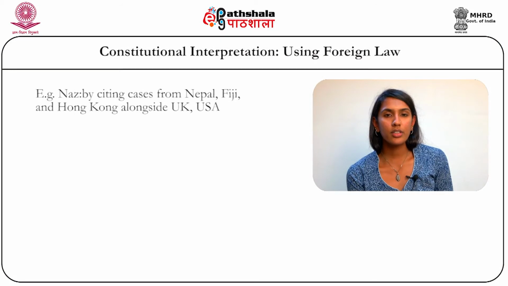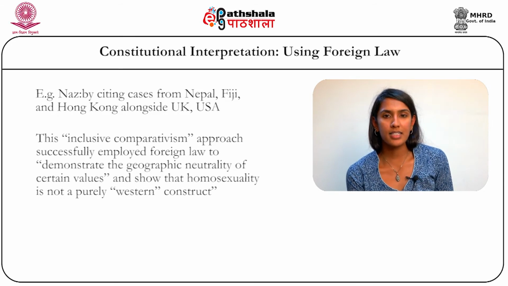For example, in the High Court decision in Naz, we saw the court cite cases from countries far and wide, such as Nepal, Fiji, and Hong Kong, alongside obviously America and England. This inclusive comparativism, as it has been termed, successfully employed foreign law to demonstrate the geographic neutrality of certain values, as Madhav Khosla argues, and show that homosexuality is not a purely Western construct. Thus, by citing cases from these countries far and wide, the court was able to deconstruct and diminish the state's arguments that homosexuality was a very Western and British concept.